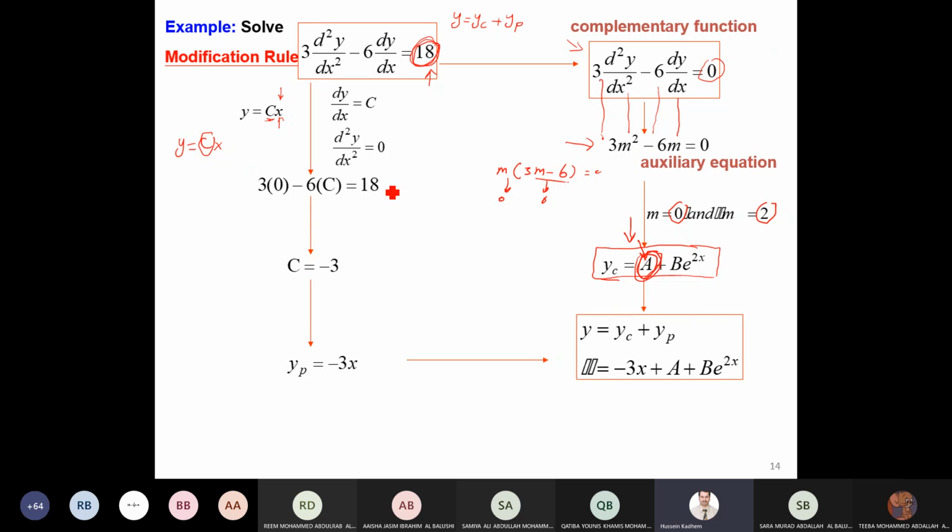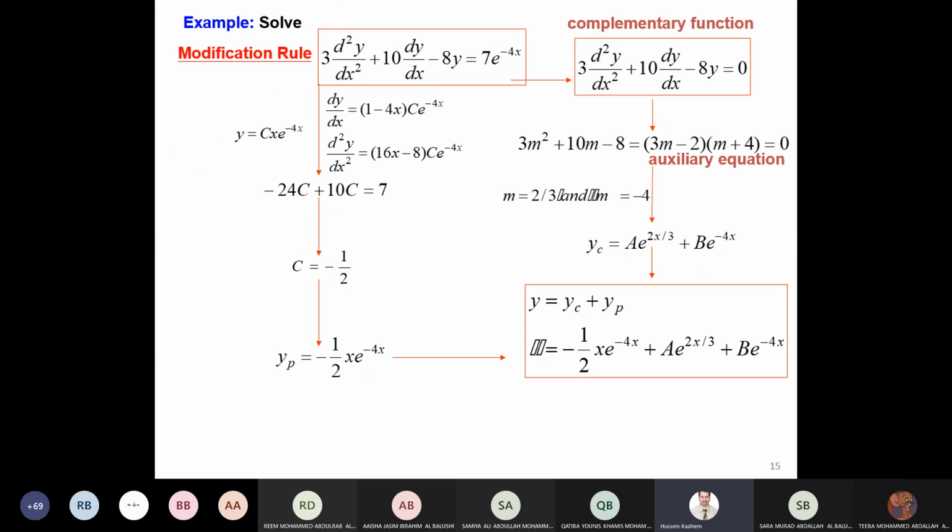Next, we go through the same procedure. We find y dash, which is c, and y double dash, which is 0. Substitute here and here. Then we solve for c. We got c equals minus 3. So I will write y equals minus 3x. Done. This part is the second part I need to add. So the modification happened because there is similarity between the right-hand side function and the solution for the complementary part. In this case, we need to multiply by x.